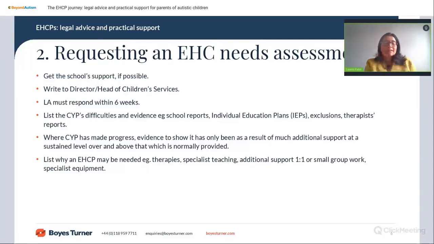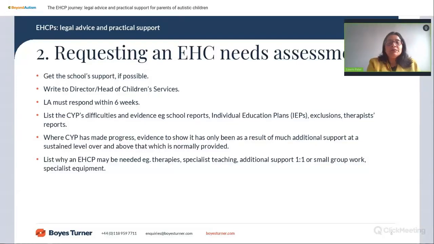So, as I said, do get the school support if possible. At least have a conversation with the school if parents are putting in the request themselves. The request is written either to the director or head of children's services, and the local authority must respond within 6 weeks.